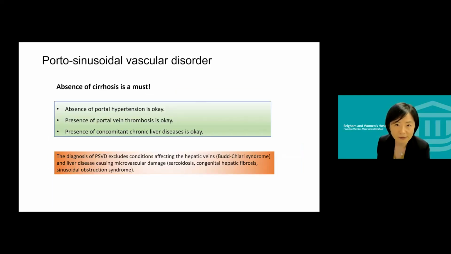To compare this diagnosis with what we described for the clinical diagnosis of idiopathic non-cirrhotic portal hypertension, I think the absence of cirrhosis is still necessary. But there are some changes in this diagnosis: absence of portal hypertension is okay to make this diagnosis. The presence of portal vein thrombosis is also okay, because people have realized that portal vein thrombosis can be secondary to another primary portal venopathy. And the presence of coexisting chronic liver disease is also okay.